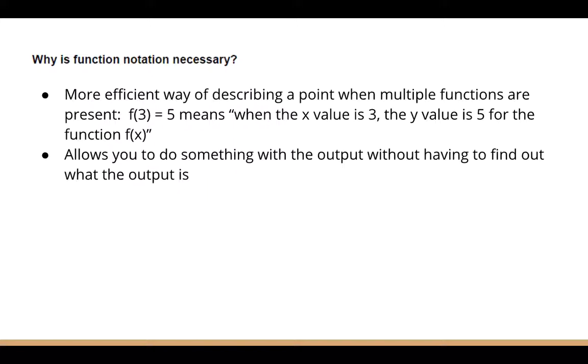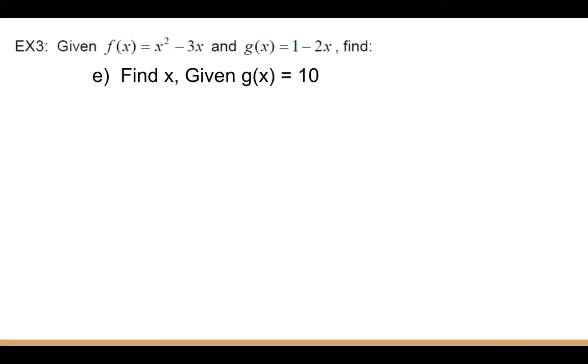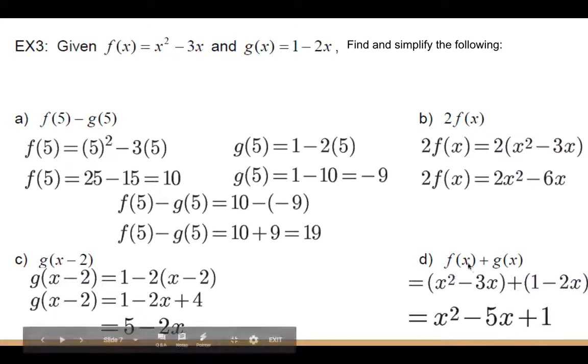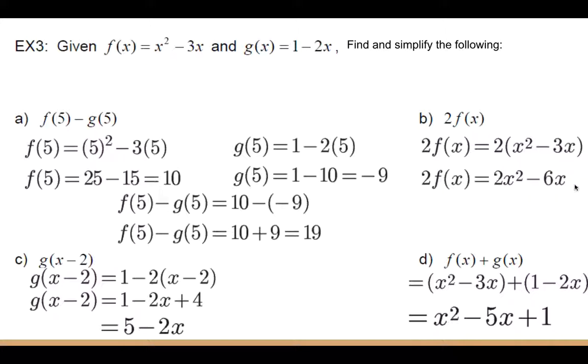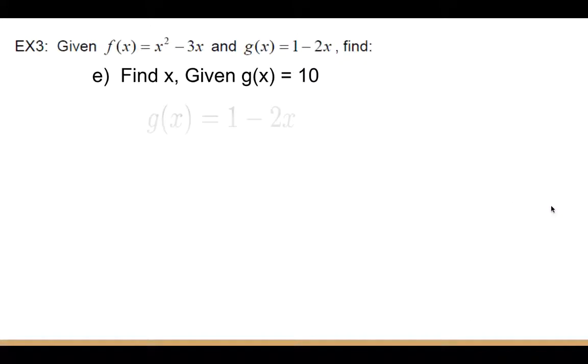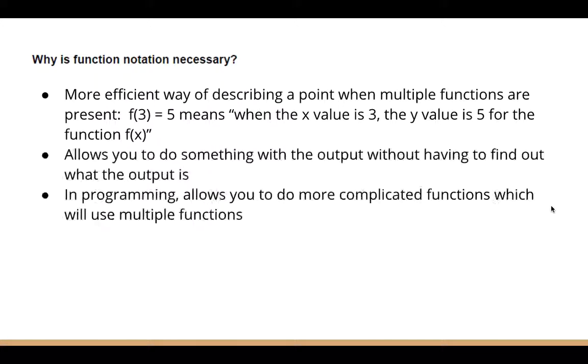So like back here when we said take the outputs and add them. That does it for everything. And so if we had f of 5 plus g of 5, we could just plug in 5 here. And so we actually don't know what the outputs are, but we can do it in general. So this is saying double all the outputs. So if we put an input into this equation, it's basically going to double them all. And in programming, that will allow you to do more complicated things, and that'll allow multiple functions.